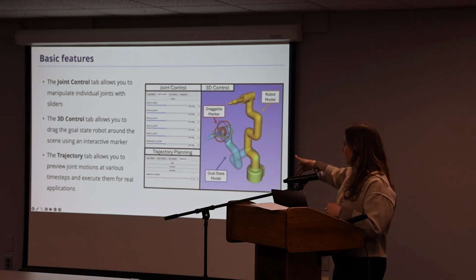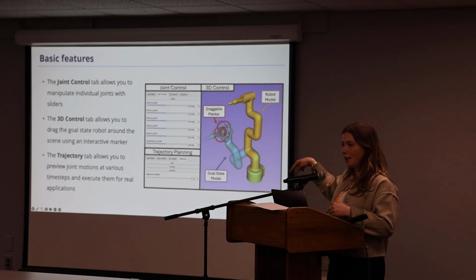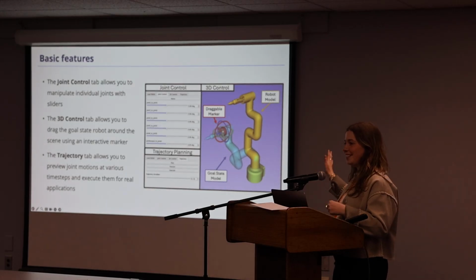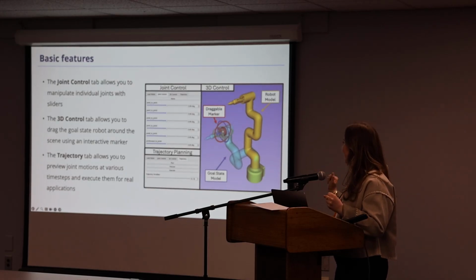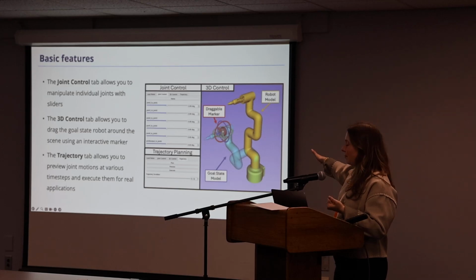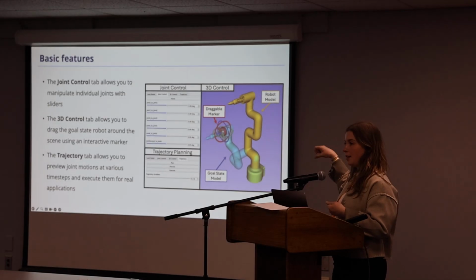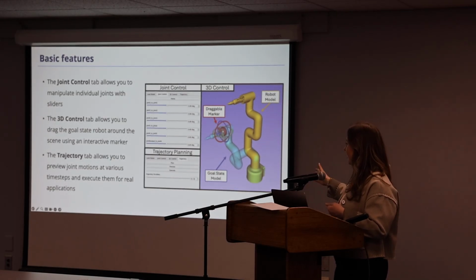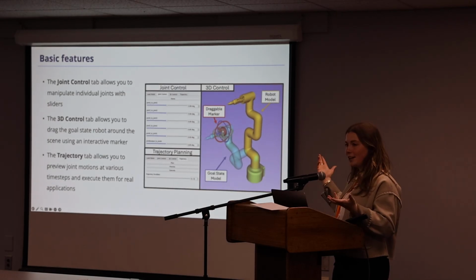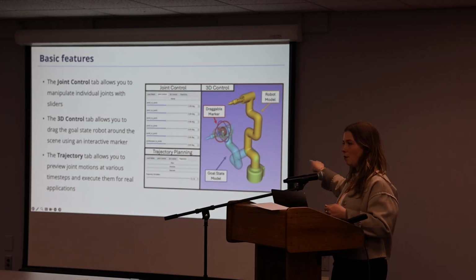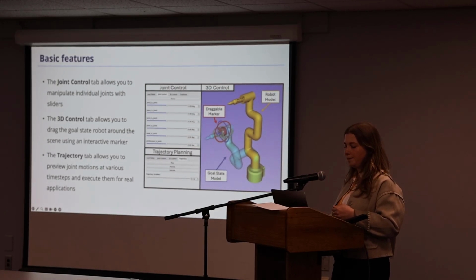So the first one is this joint control tab where we have joint sliders. One nice thing is we use degrees instead of radians, unlike RViz, so it's a little bit more intuitive. The 3D control tab looks very similar to what RViz would give you in MoveIt already, but you have this draggable marker that pops up at the end effector of the robot, so you can move it in 3D space. And then we have this trajectory planning, which is very similar to what you see in MoveIt, although we added that little trajectory scrubber, so you can go through the actual planned trajectory.